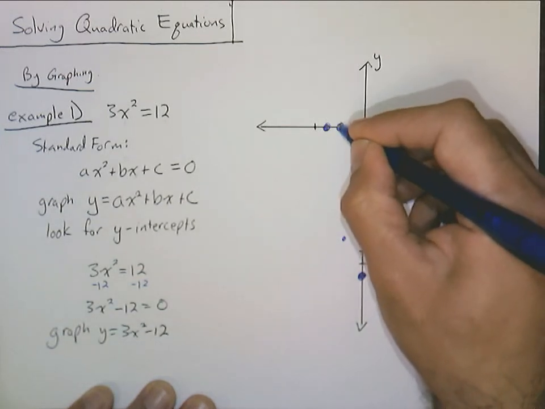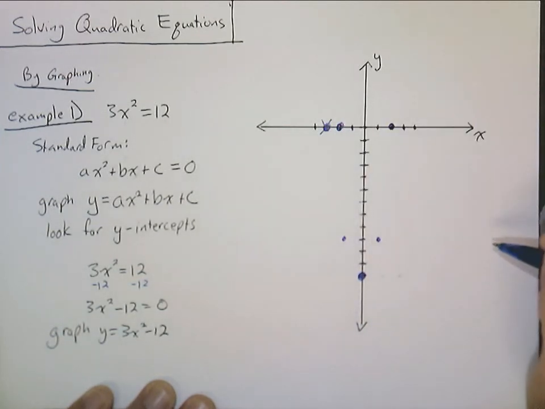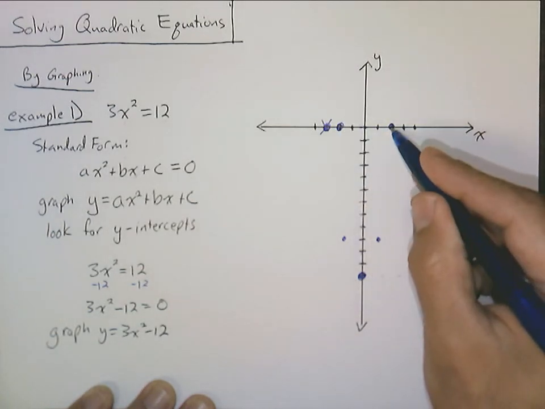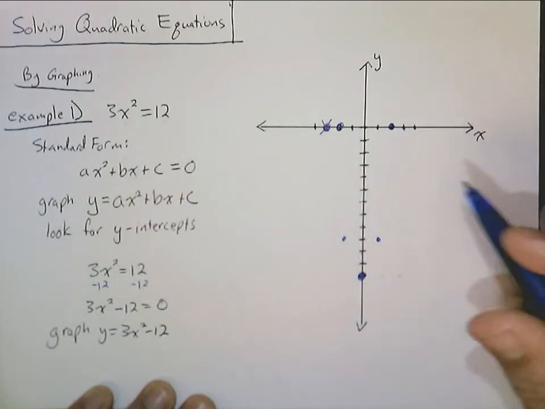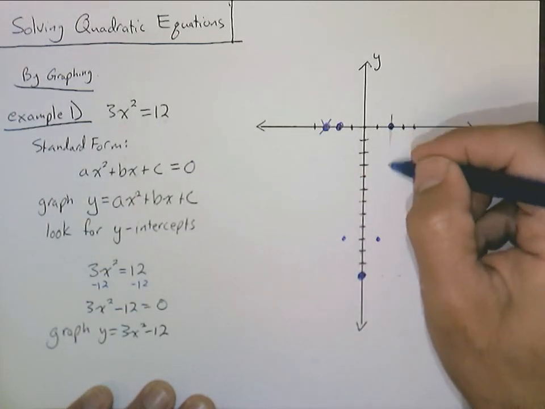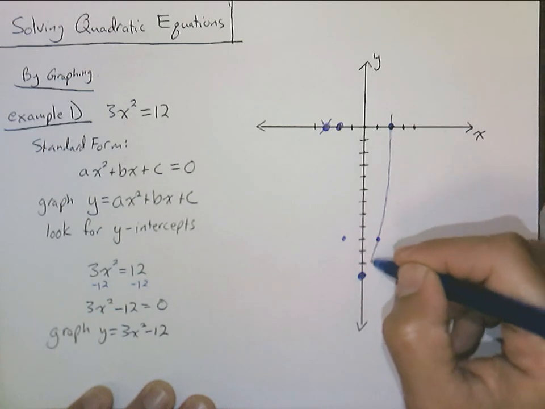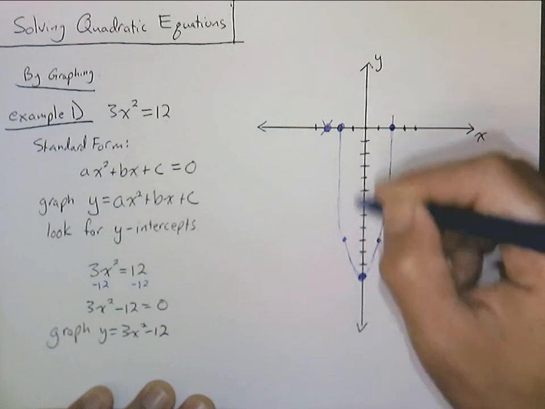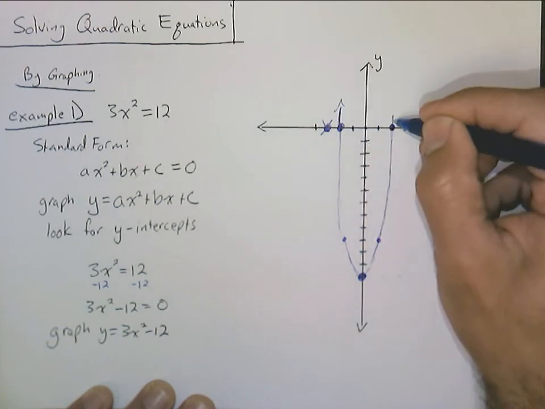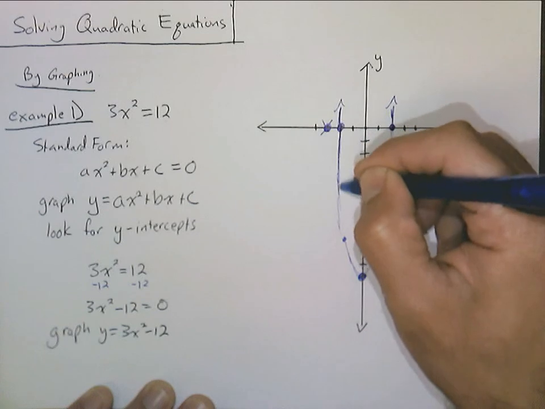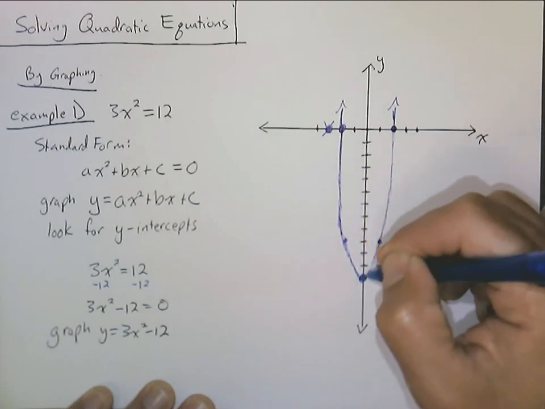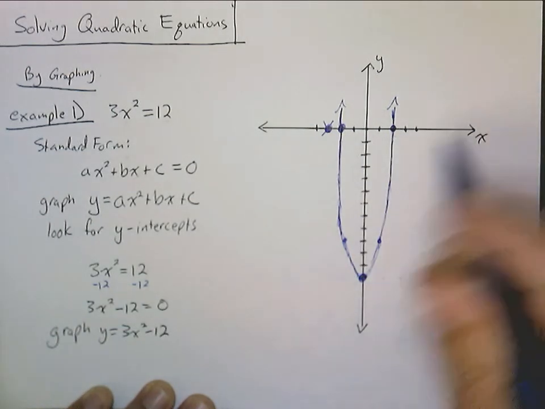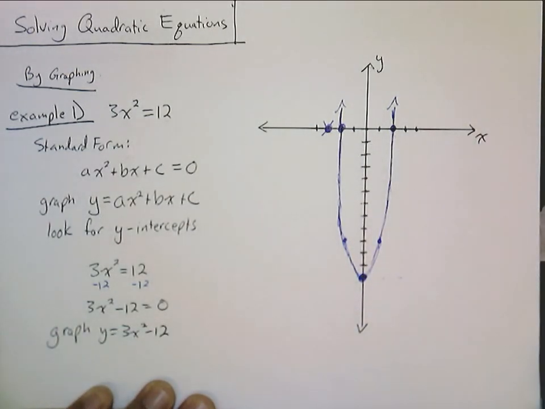Oops, I'm sorry. Not there. At negative 2, 0. Notice here, x is negative 2, x is 2. Those were the values that we figured we'd have right from the beginning. So we just sketch in our parabola. And just by graphing, we can quickly see that the x-intercepts here occur when x is equal to 2 and when x is negative 2. Those are our solutions.